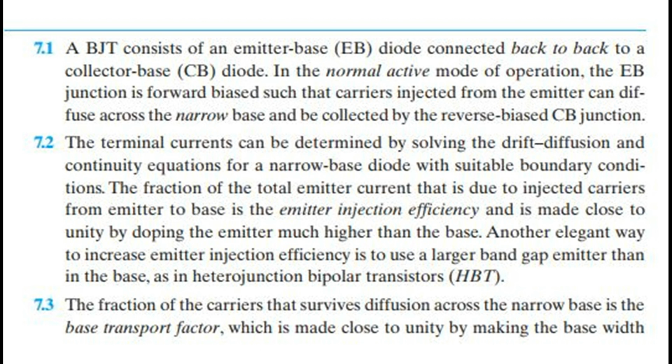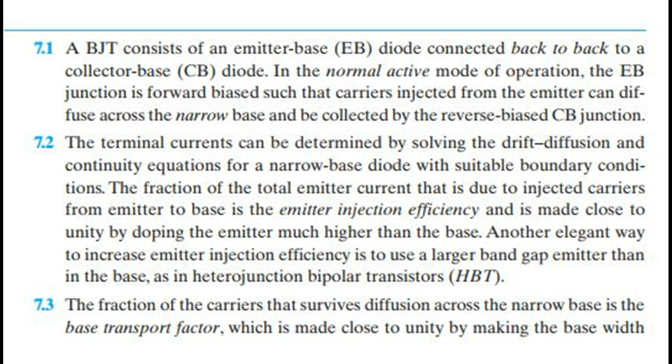7.2 The terminal currents can be determined by solving the drift-diffusion and continuity equations for a narrow base diode with suitable boundary conditions. The fraction of the total emitter current that is due to injected carriers from emitter to base is the emitter injection efficiency and is made close to unity by doping the emitter much higher than the base. Another elegant way to increase emitter injection efficiency is to use a larger bandgap emitter than in the base, as in heterojunction bipolar transistors, HBT.